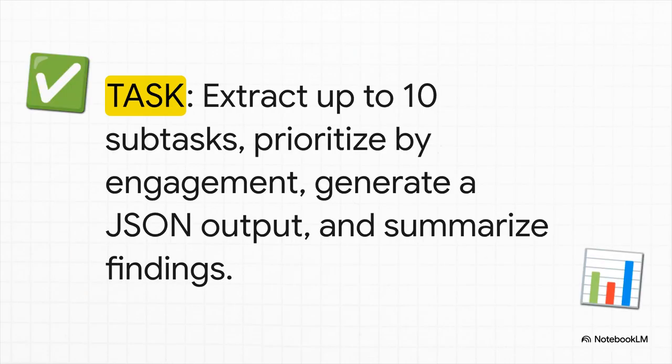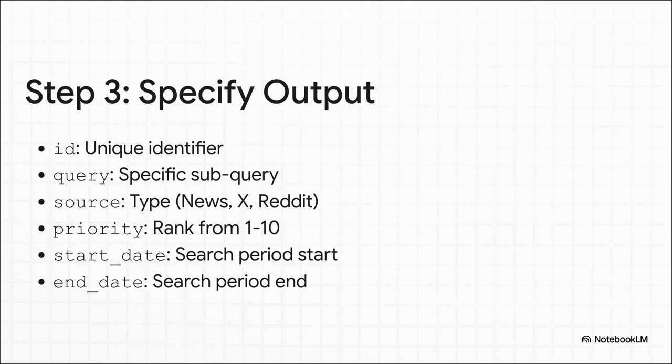Then comes the task. And look, this is not a vague suggestion. This is a precise, step-by-step algorithm. We're telling it exactly what to do. Notice how specific it is. Extract up to 10 subtasks, prioritize them, generate a JSON output. Every single step is clearly defined. Next up, you have to be an absolute stickler about the output format. Here, we're demanding it gives us the answer in a clean JSON format. Now, why does that matter so much? Because a clean, predictable output means another computer program can instantly grab that data and use it without a hitch. It's what makes the whole automated system work together seamlessly.